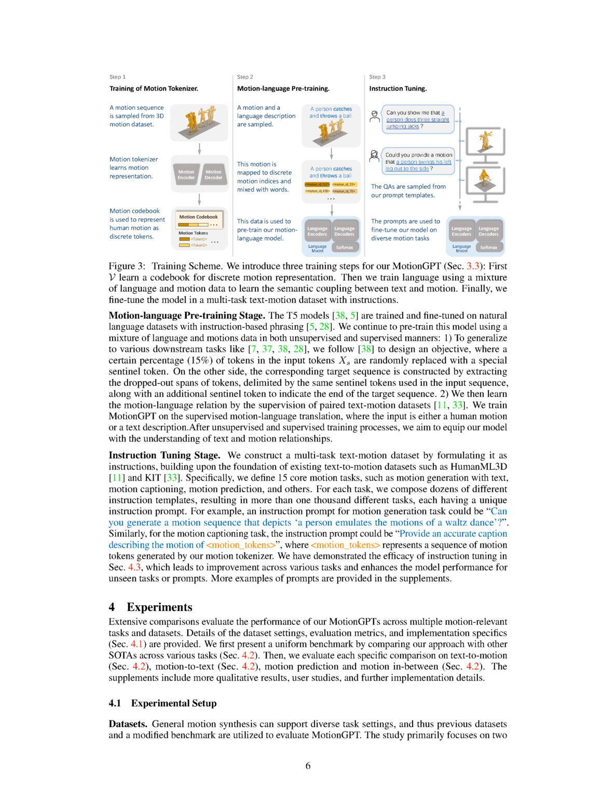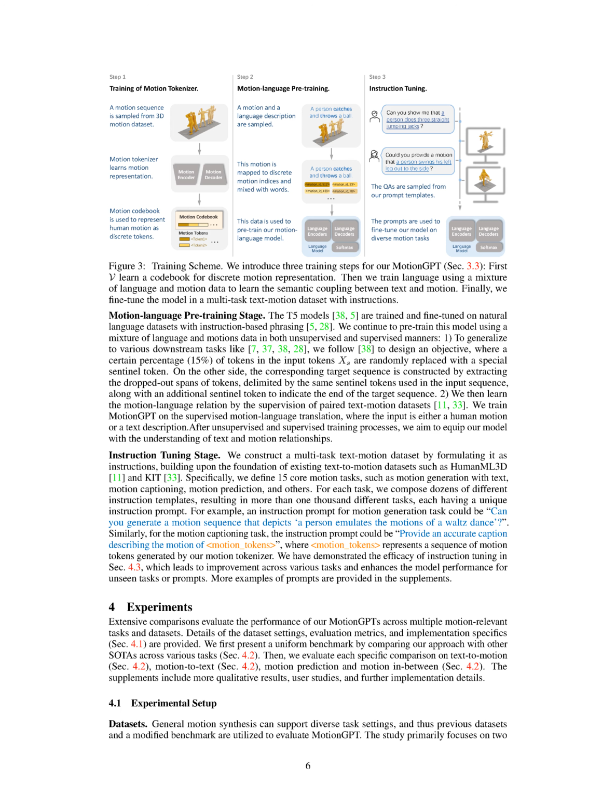We define 15 core motion tasks, such as generating a motion sequence from text, creating a caption for a motion, predicting a motion, and others. For each task, we provide numerous instruction templates, resulting in over 1,000 unique tasks, each with its own prompt. For instance, for a motion generation task, the instruction might be, can you generate a motion sequence that depicts a person emulating the motions of a waltz dance?